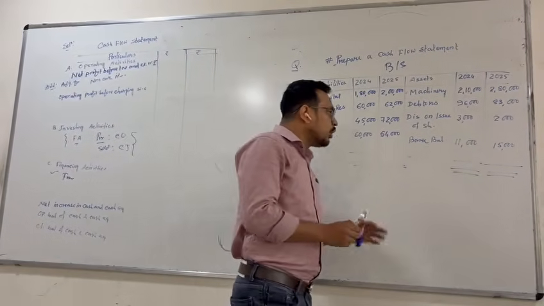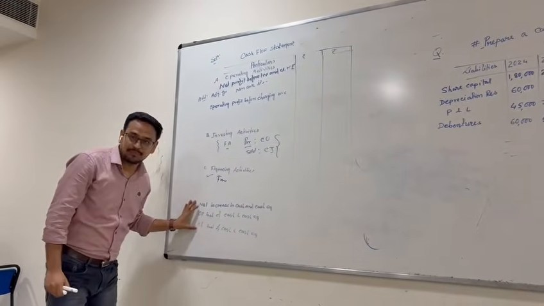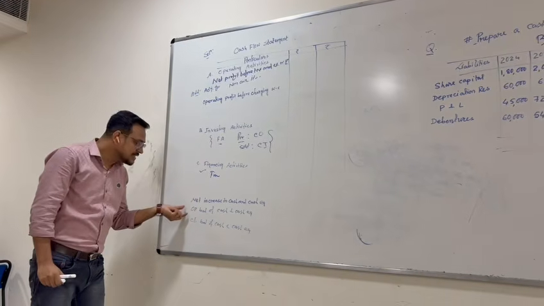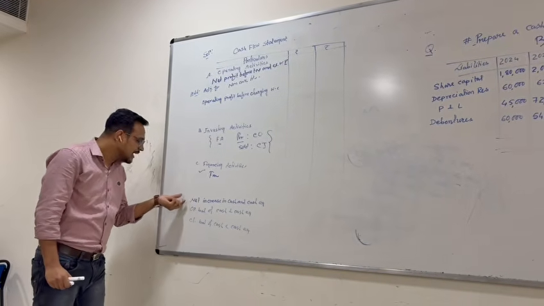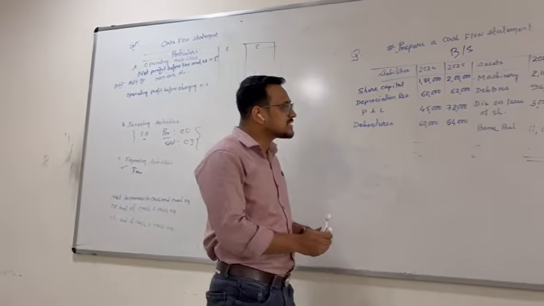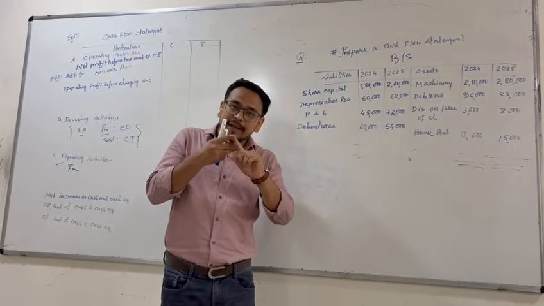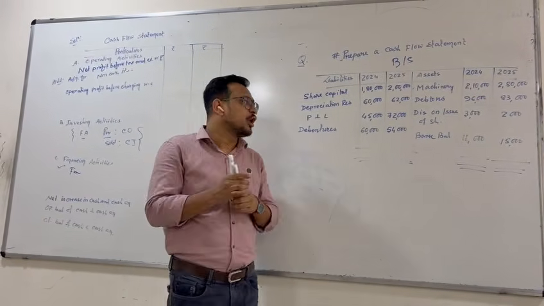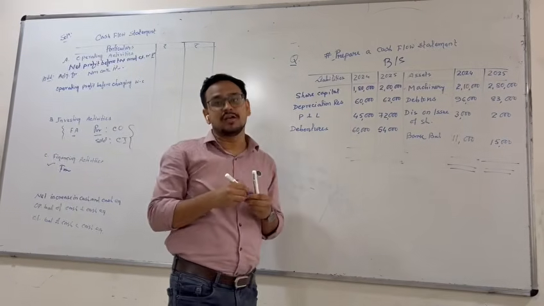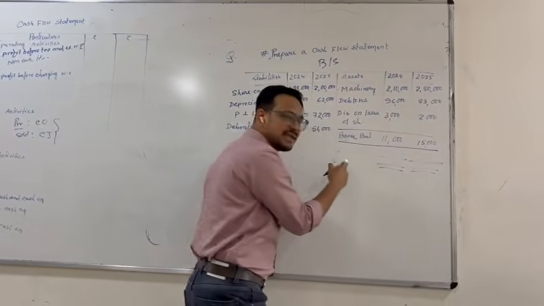So let's start. Always remember, in the cash flow statement we start from the end. What is the end? The closing balance of cash and cash equivalent, the opening balance of cash and cash equivalent, and the net increase in cash and cash equivalent. I told you, cash and cash equivalent means cash, bank balance and marketable securities. Here cash is not directly given, but a cash equivalent is given. What? This one, the bank balance. The bank balance is a cash and cash equivalent.